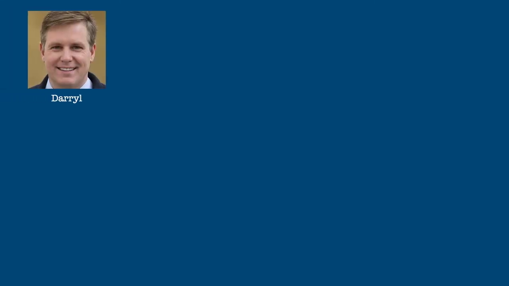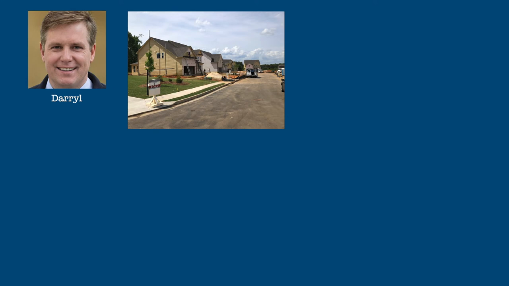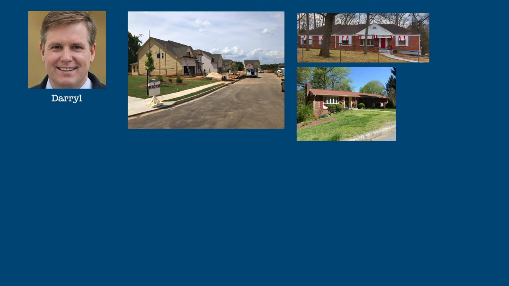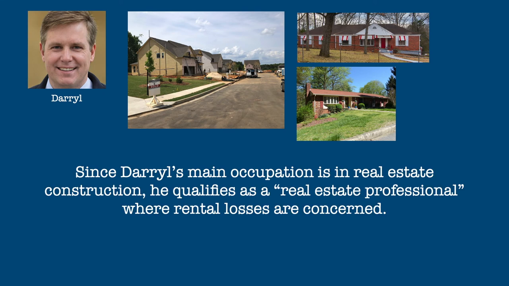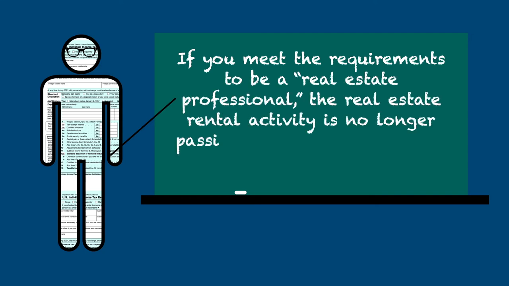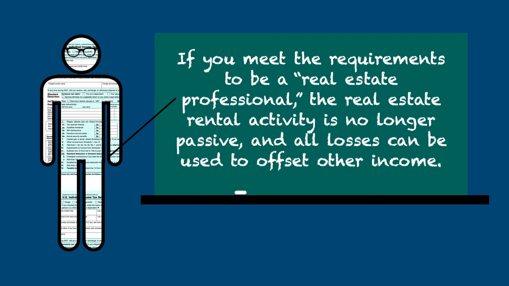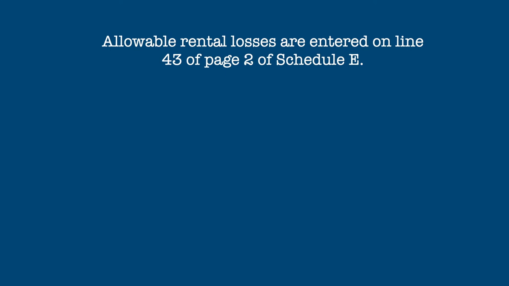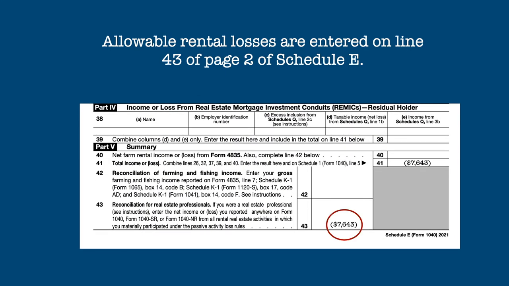Here's an example. Darryl works full-time in home building. He also has 2 rental houses that occupy an average of 5 hours of his time per week. Since Darryl's main occupation is in real estate construction, he qualifies as a real estate professional where rental losses are concerned. If you do meet these requirements to be a real estate professional, the real estate rental activity is no longer considered a passive activity, and all losses can be used to offset other income. The allowable rental losses are entered on line 43 on page 2 of Schedule E.